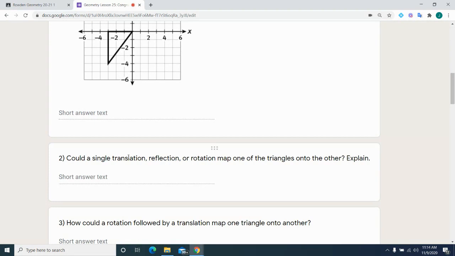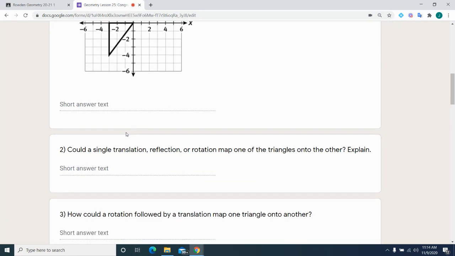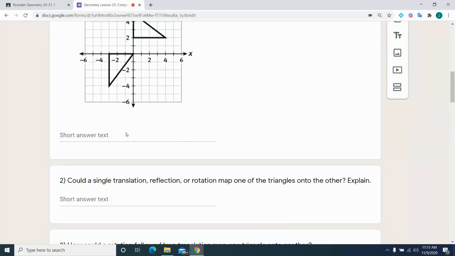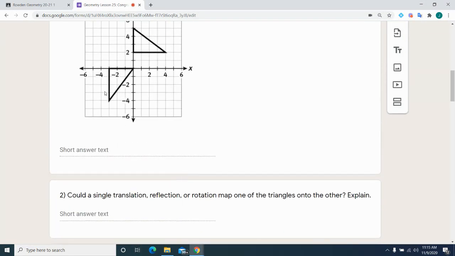So could a single translation, reflection, or rotation map one of the triangles onto the other? Do you think you could get this to here with one single motion? And then if not, could you get a rotation and then a translation? Could a rotation followed by a translation move this to that? So think about 2 and 3. Don't just go quick. Just think it through. Think if they're possible. So press pause, think them through, and then press play.